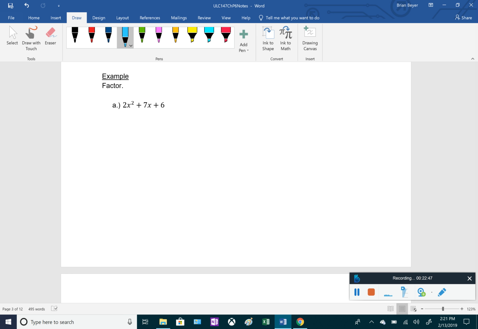And then we notice that the coefficient on the x squared term is not 1. So we're going to have to set this up as 2x squared plus something x plus something else x plus 6. We're splitting up the x term. All we're doing here is splitting up that middle term, and we have to figure out what goes in those blanks, and then we're going to factor it by grouping.